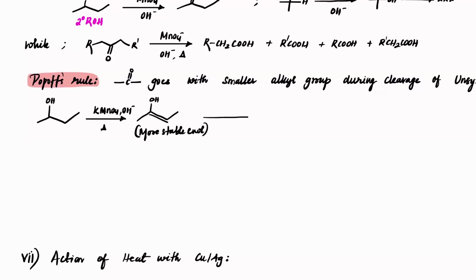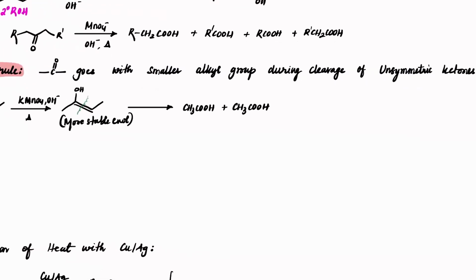And once you get this enol form, you simply break the bond, because double bonds are highly affected in the presence of KMnO4. So you can see on this side we have 2 carbons that will convert into CH3COOH, and the other side will also convert into CH3COOH. So you will get only one molecule in this case. So this is the product that you will get. Okay, I mean, sorry, this is one molecule which is major.